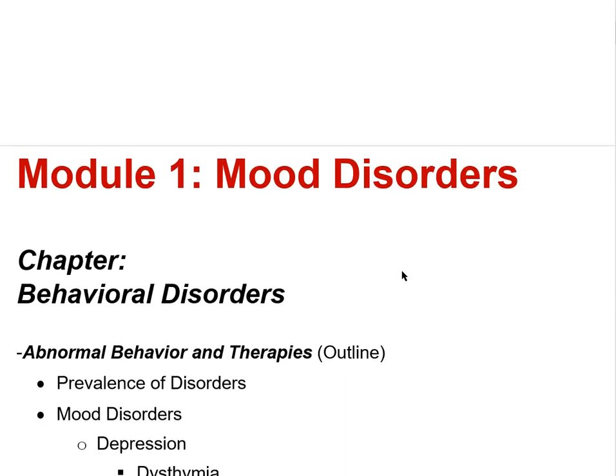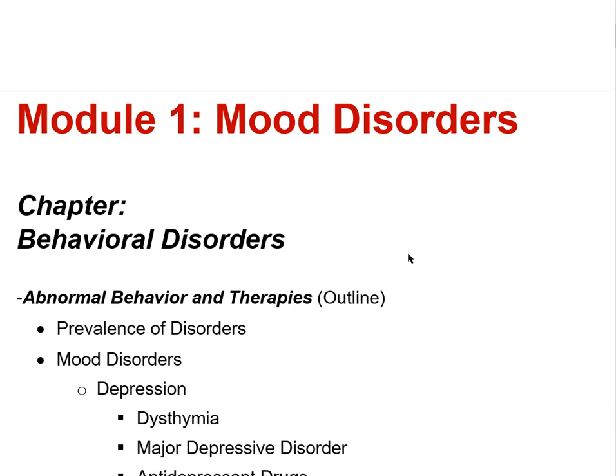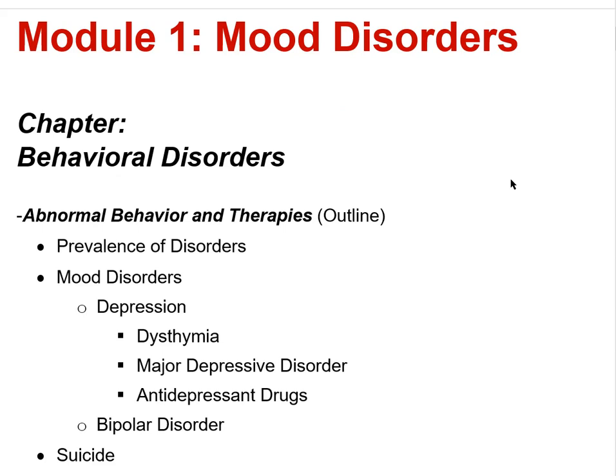Once again, the place that we are is Unit 5, the last unit for our semester. Module 1, the first module, deals with mood disorders. Here is an outline of the topics that I plan to cover for this lecture. We're in a new chapter in the Ettinger textbook, Ettinger's chapter on behavioral disorders. My lecture will cover the following.